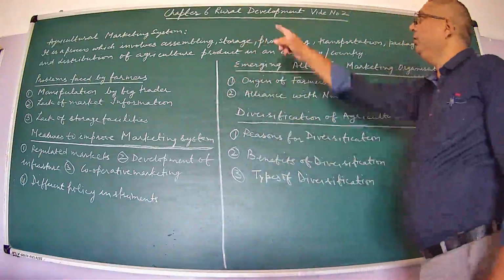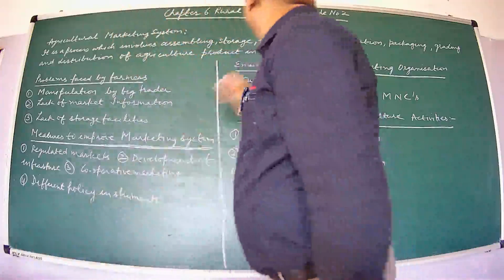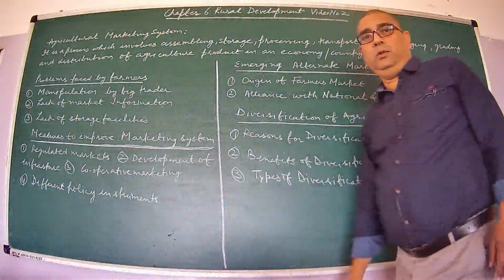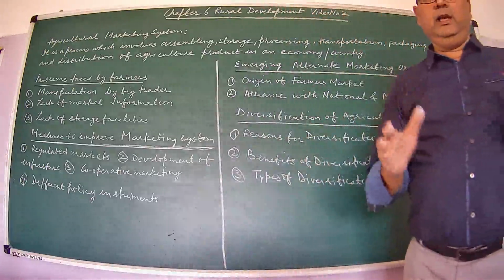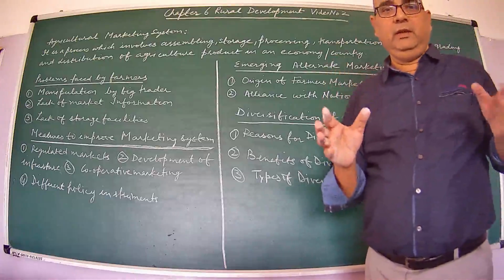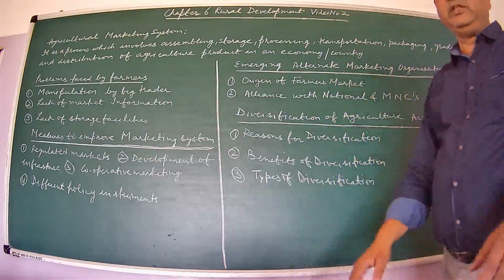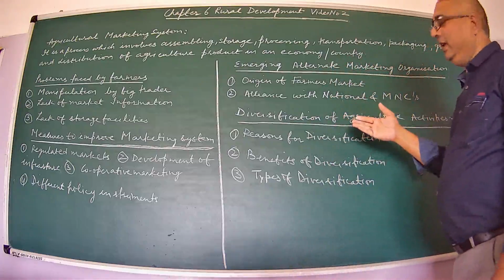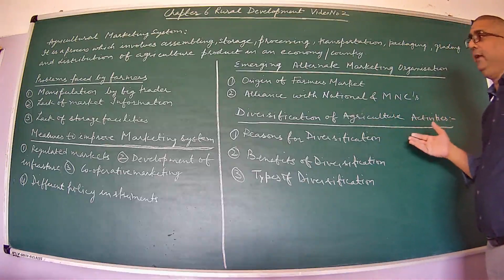Today I brought another video on Chapter 6, Rural Development, video number 2. So in this video, we will study the agriculture marketing system, problems faced by the farmers in agriculture marketing, measures or steps, or you can say suggestions, to improve the marketing system. Then we will study emerging alternative marketing organizations and then diversification of agriculture activity. These topics we will study, right?